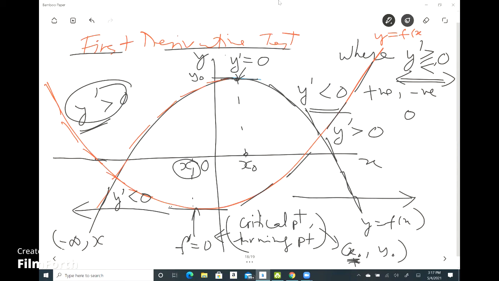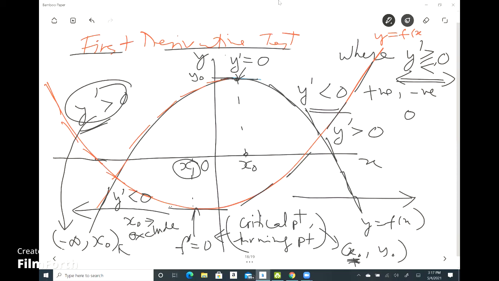It ends at x0, but that doesn't include x0. So we put the round bracket here, which means x0 is excluded, because x0 is where y prime is 0. It's up to x0, just near x0, but it doesn't include x0. So that is where your y prime is positive.